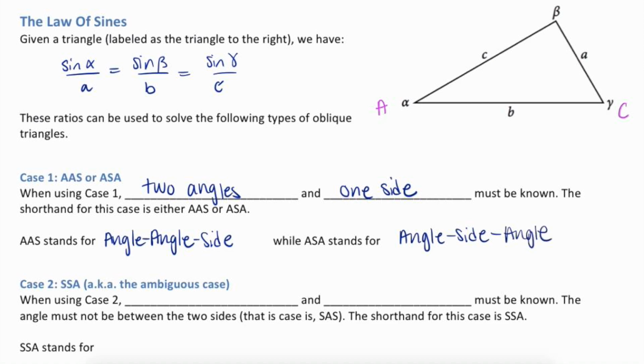Case 2, SSA, is also known as the ambiguous case. When using case 2, you need two sides and one angle. The angle cannot be between the two sides. That is SAS, and that is a different case. So this is key: the angle must not be between the two sides. SSA stands for side-side-angle.